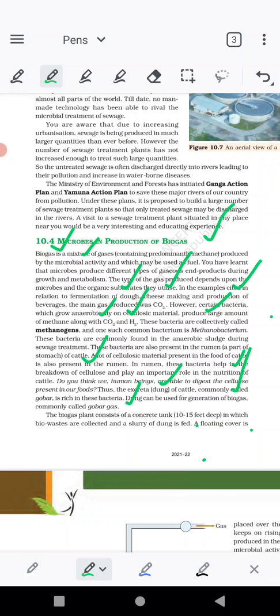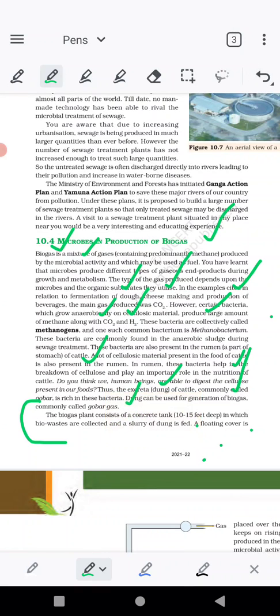Now how is a biogas plant made? A biogas plant basically consists of a concrete tank, about 10 to 15 feet deep in the soil, and in this tank we keep all the biowaste, and a slurry of the dung is also fed.